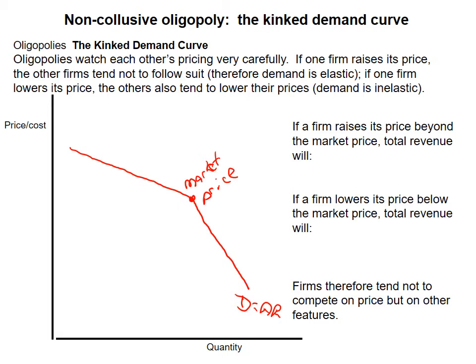So if the firm raises its price beyond the market price, PED here is elastic, and I'll just do this verbally. So they've raised their price, but they've lost a lot of customers. So quantity demanded has gone down proportionately more than the increase in price. So total revenue is going to go down.